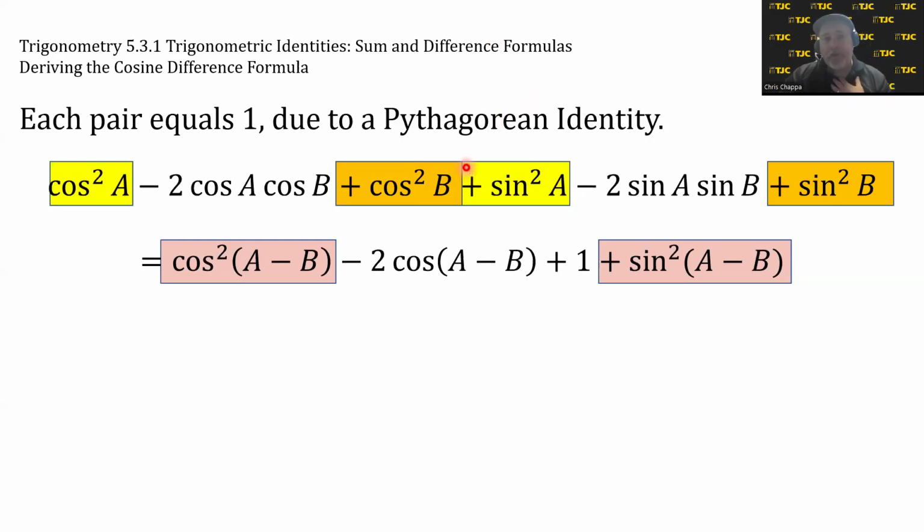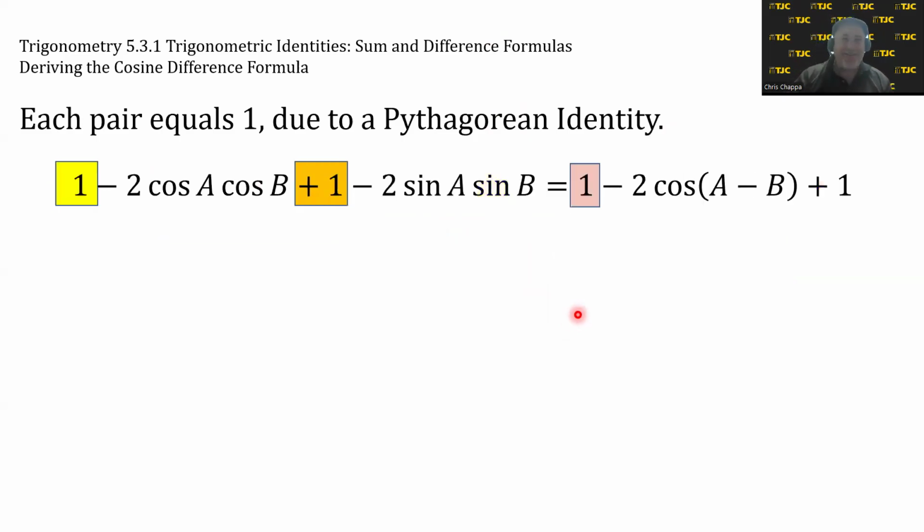So anyway, we have these pairs of squared trig functions whose sum is 1 because of the Pythagorean identity, sine squared plus cosine squared equals 1. So everything you see is about to transform into the number 1. There we go. So we had a pair of 1s on the left and a 1 on the right. Now notice we also have a 1 over here.